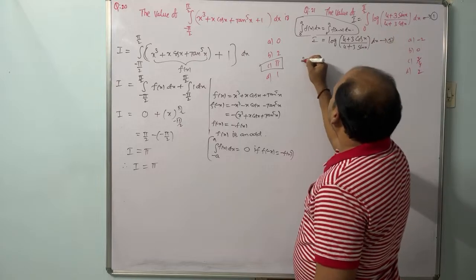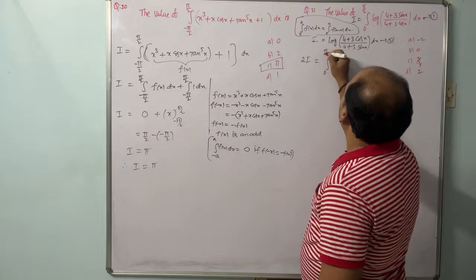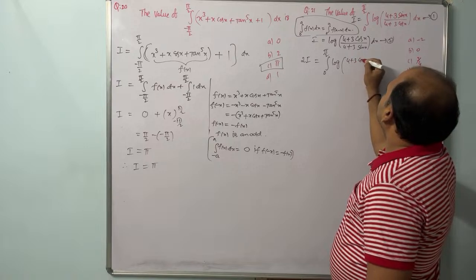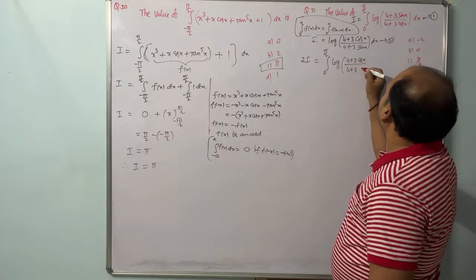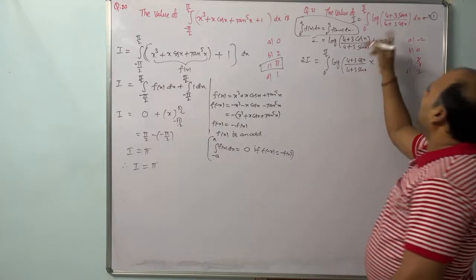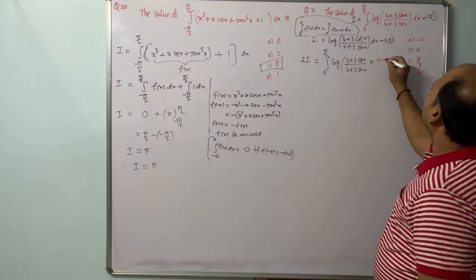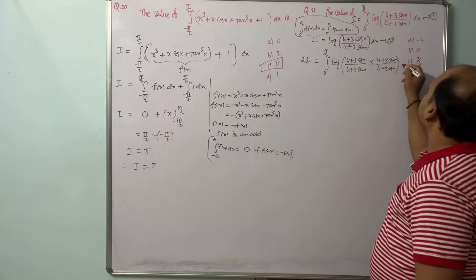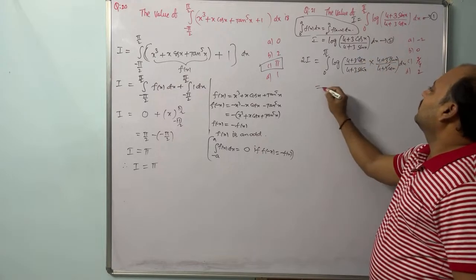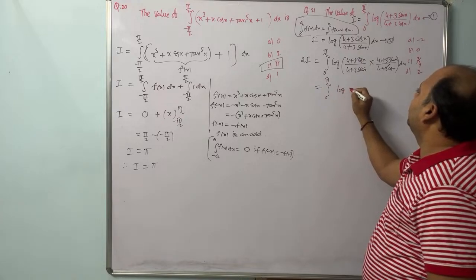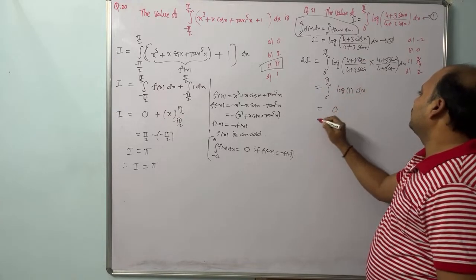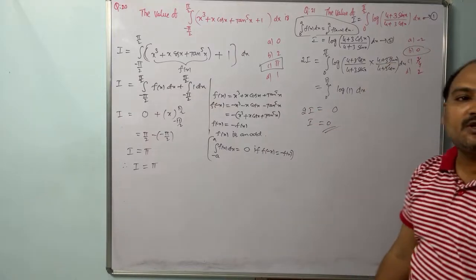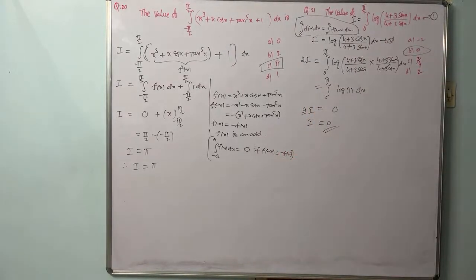Equation number 2, adding, 2I equal to integral 0 to pi by 2 of log a plus log b. So log of 4 plus 3 sin x by 4 plus 3 cos x plus log of 4 plus 3 cos x by 4 plus 3 sin x. Log a plus log b is log a b only. So the integral 0 to pi by 2 of log 1 dx. Log 1 means 0. So the integral of 0 is 0. So I goes to be 0. The given integral value goes to be 0, dear students. I hope everyone understands.